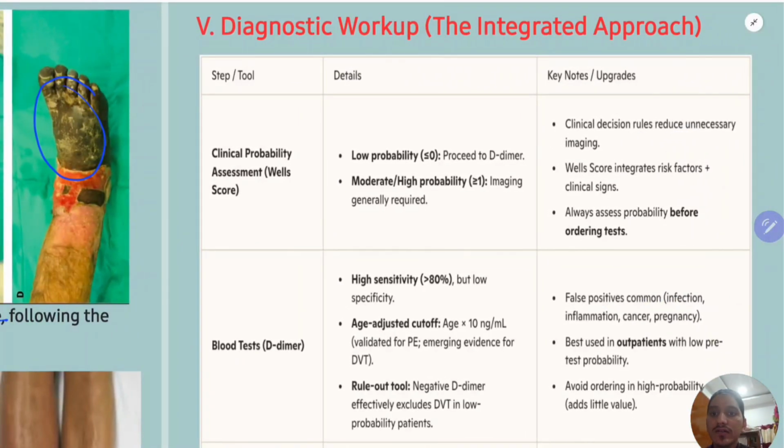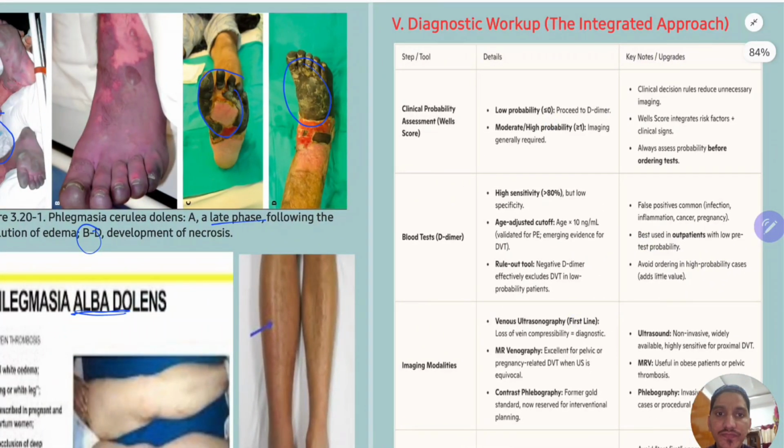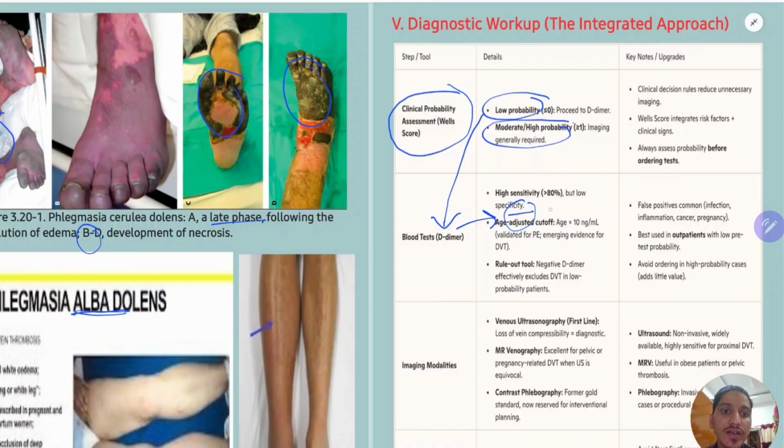Okay. So, what will you do in diagnostic workup? First, you will assess the clinical probability of having deep venous thrombosis. Then, divide it into low probability and moderate or high probability. If it is low probability, then you will go for D dimer. If D dimer is negative, then DVT is ruled out. But if D dimer is positive, then you will go for ultrasonography of the limb.